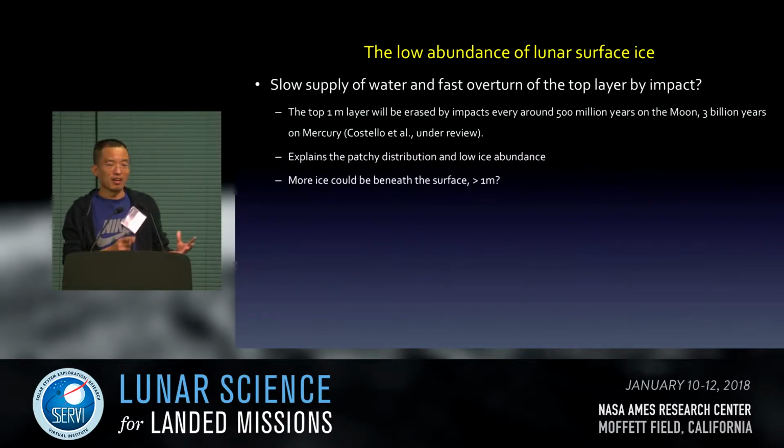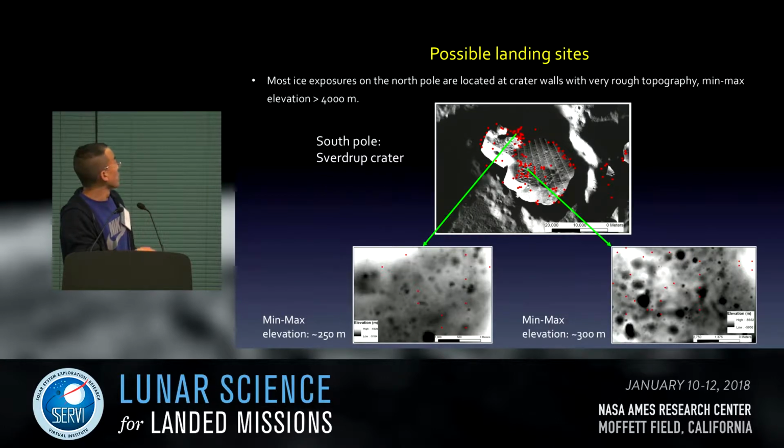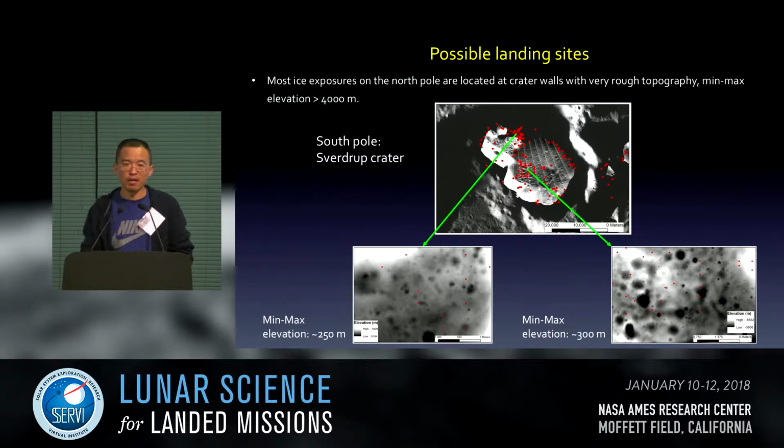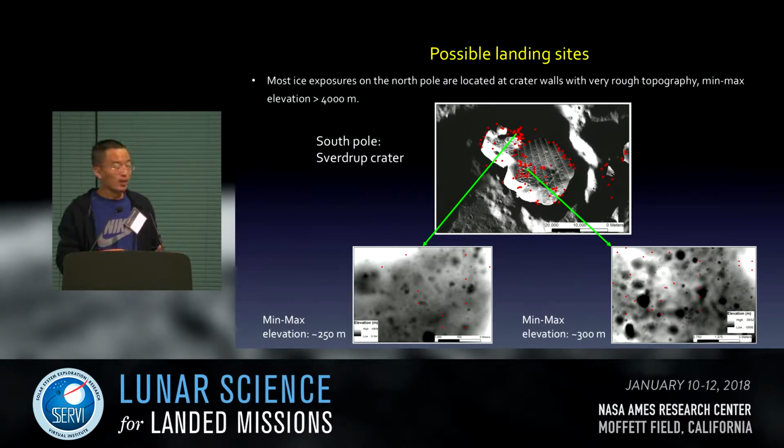And if you don't have enough supply of water ice, all the ice signatures can be wiped out by impact. So there could be more ice beneath the surface or deeper, because that region has not been affected by the impact. We proposed several possible landing sites for us to examine these ice exposures. We found that most ice exposures at the North Pole are associated with crater walls, so the topography is very rough. It could be very hard to land on them.